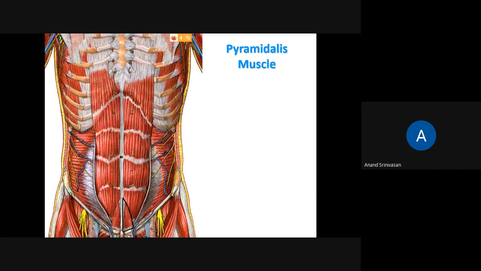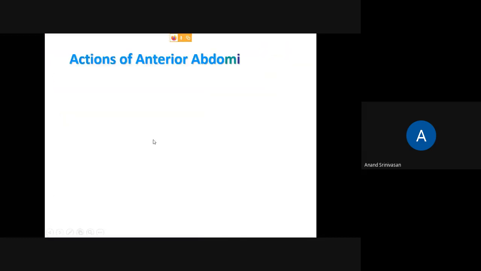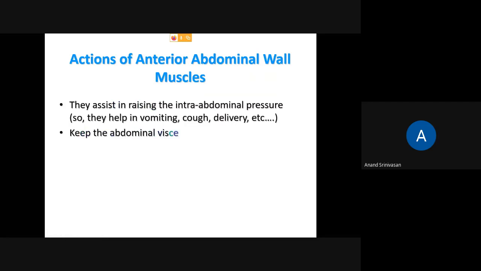Okay, they are attached to the anterior rectus sheath, and that's why we are able to observe the 8-pack. So the 6-pack or the 8-pack, it's because this one is getting attached to the anterior rectus sheath. All right, so these are the actions.